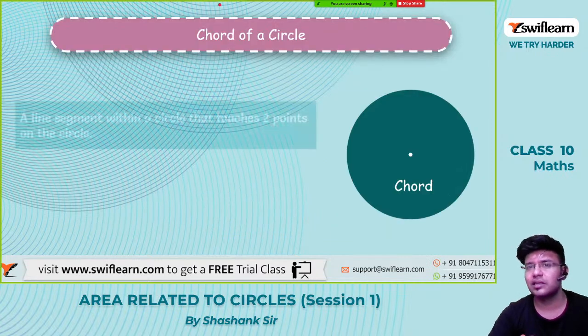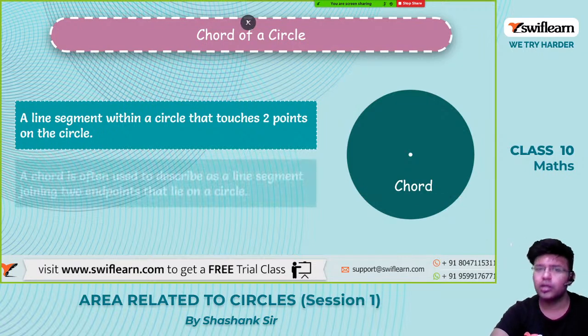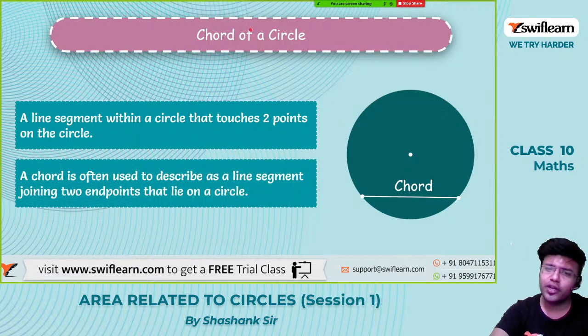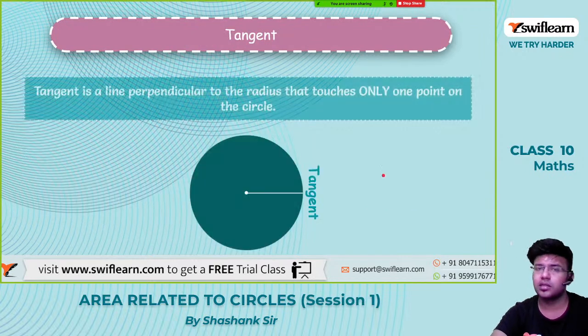Understood, guys? So a line segment within a circle touching 2 points on the circle, that is chord. Chord is often used to describe a line segment joining 2 points that lie on the circle. The end points of this line segment, they lie on the circle.